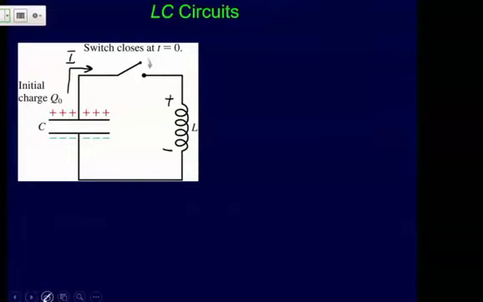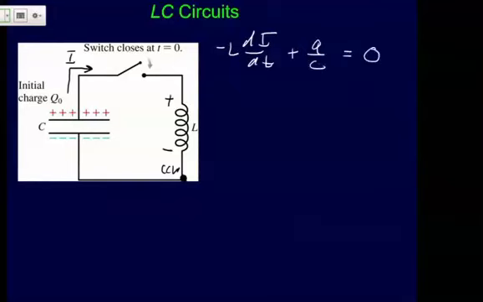So to do that, I'll start down here, and from that point I'll go counterclockwise. And so when I do that, I get negative L di/dt, that's the voltage across the inductor, and then plus Q over C, that's the voltage across the capacitor, and that equals 0. So according to Kirchhoff's rules, this will be the sum of our voltages, and those should add up to equal 0.